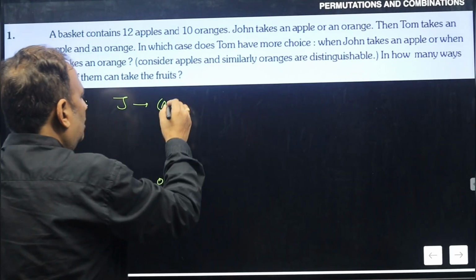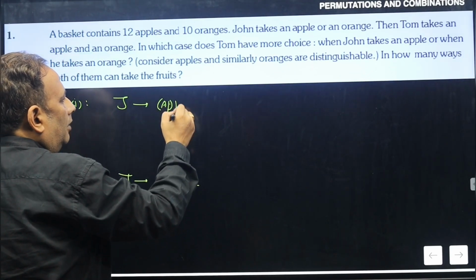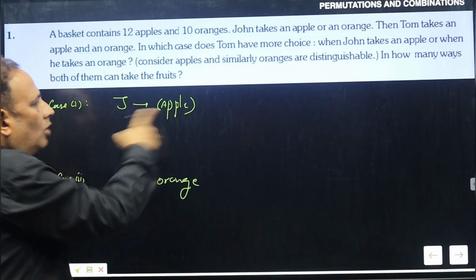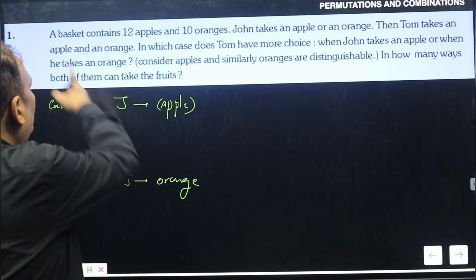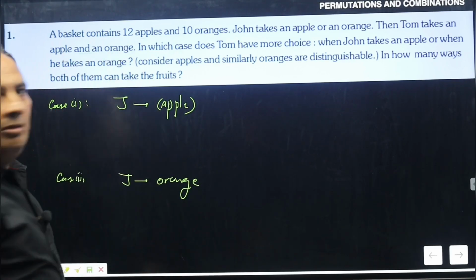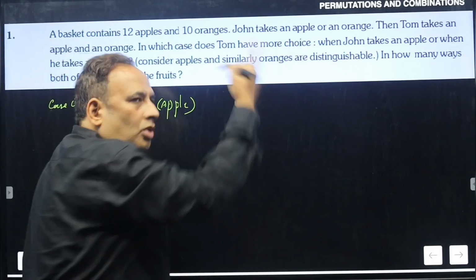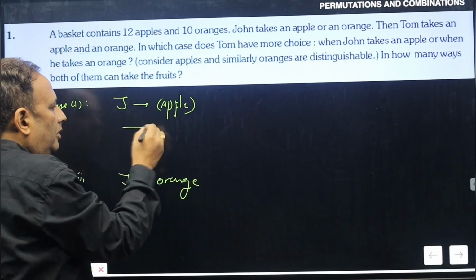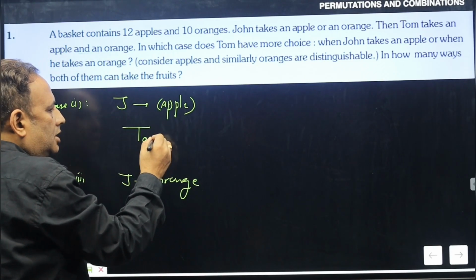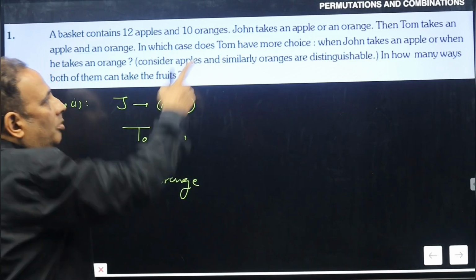Orange. Here John opts apple. You can say John took one apple. Now if he took one apple, then how many apples will be left? 11 apples for Tom. Now Tom has got a chance. So Tom will opt how many apples?